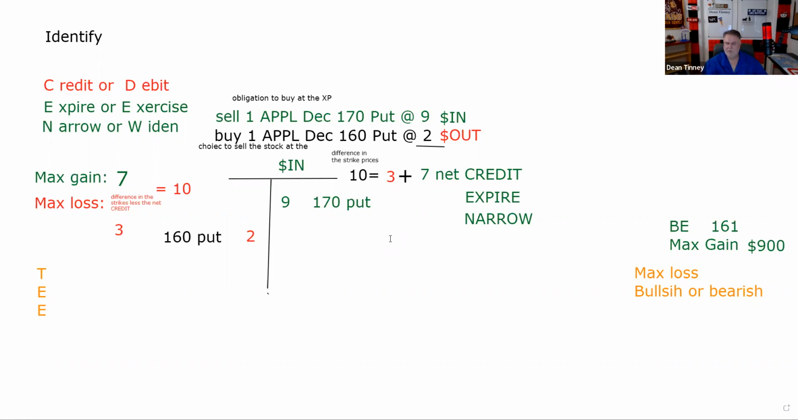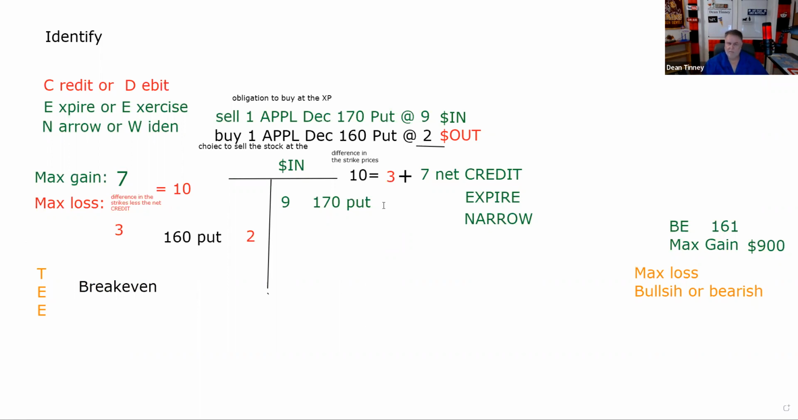All right, our next thing we've got to be able to do, we said there's 8 things, we've done 6. We've identified it. We have determined credit or debit. We've determined expire or exercise. We determined narrow or widen. We've determined max gain, max loss. 2 more things we've got to be able to do. We've got to be able to do break even. And test taking trick, we know that the break even is somewhere within that range. So it would not be smart as a test taker to take anything that's either above 170 or below 160. Whatever the break even is, it has to be a number within that range, within the floor and the ceiling.